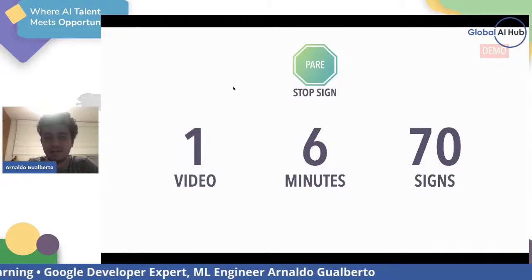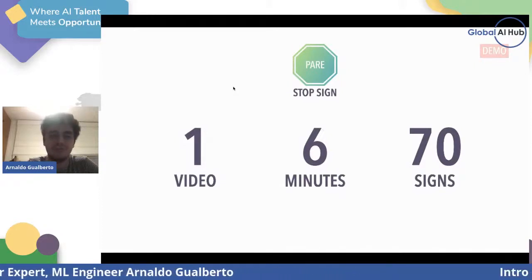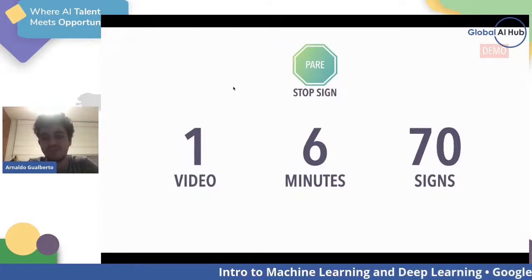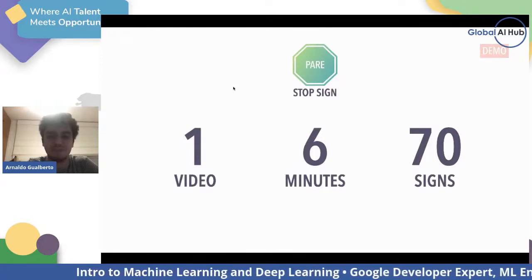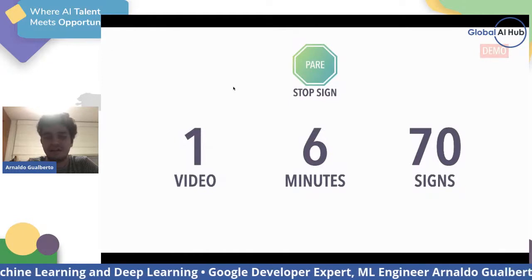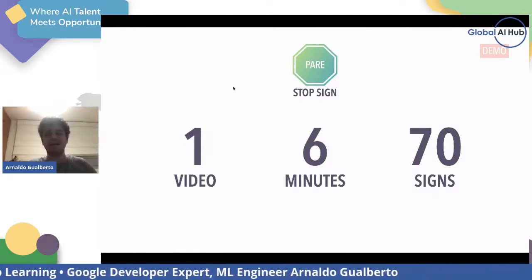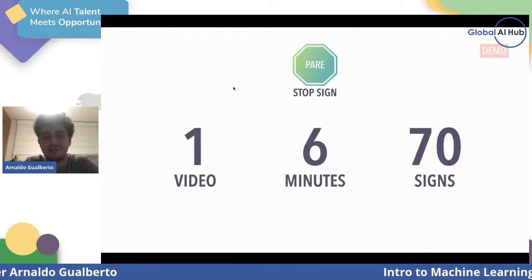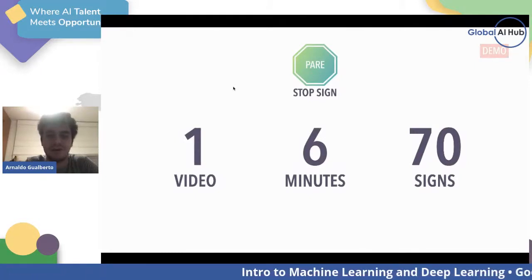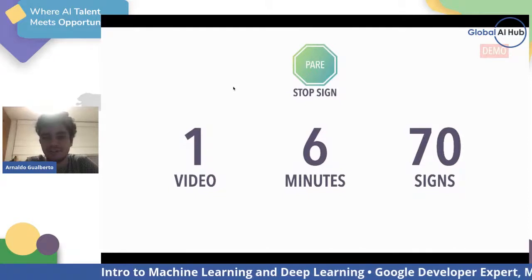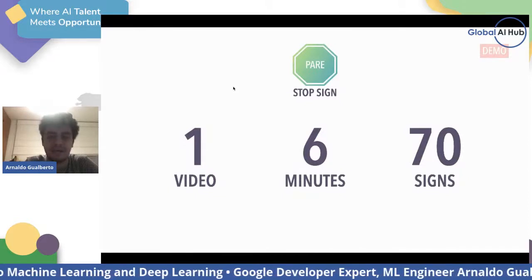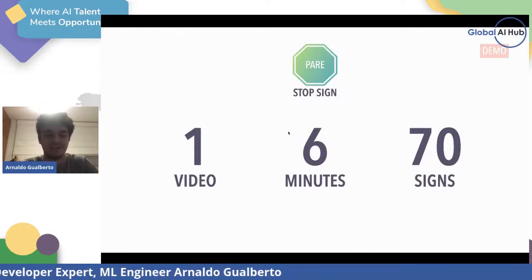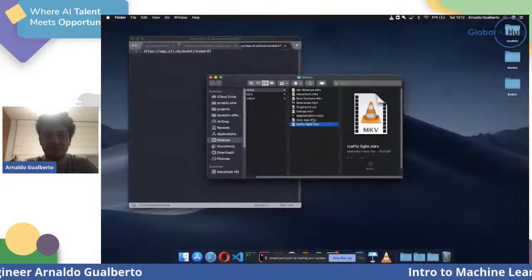Around 70 signs, because as we know, stop signs have more constraints about their shapes. Traffic lights can have a lot of shapes, but stop signs usually have 8 sides, they are all red, and they have "stop" right in the middle. Since they don't have as many shapes as traffic lights, it was much easier to develop this project. So in the end, the result of my project was like this.